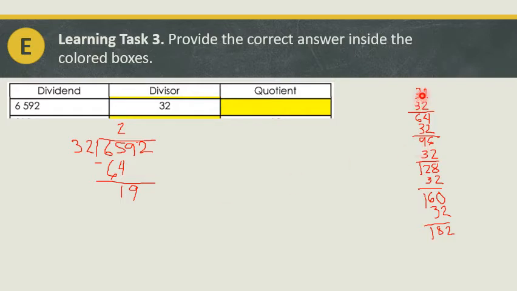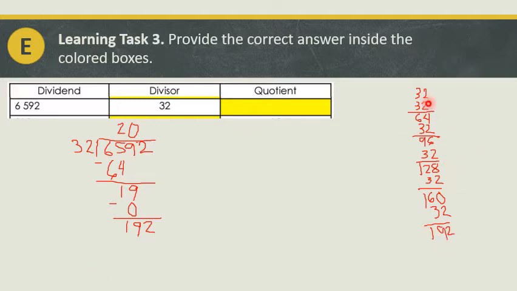So, kung mapapasin nyo dito, walang 19. So, anong gagawin doon? So, 32, lagpas na agad siya. So, hindi pwede doon. So, lagay tayo ng 0. And 0 times 32 is 0. So, subtract naman tayo. 19 minus 0 is 19. And then, after ng subtract, bring down tayo. Baba natin yung 2. So, 192.